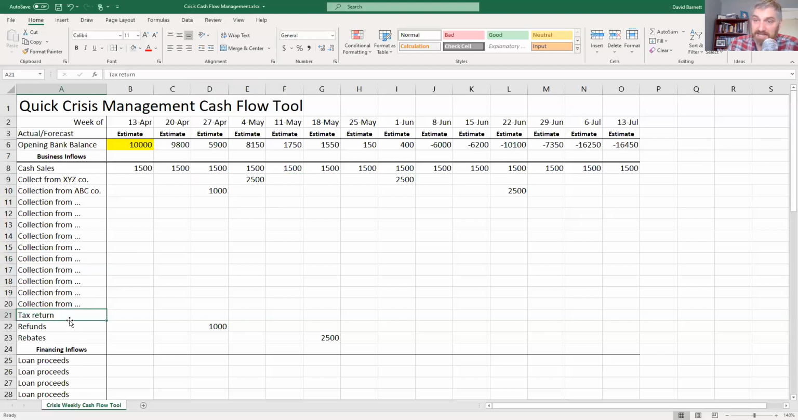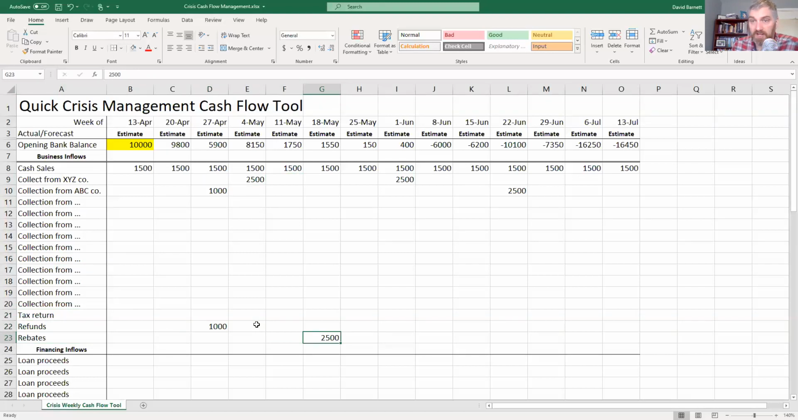Maybe you're going to get some kind of tax return. Maybe there are some refunds you can get for returning something to a supplier. So I made an assumption here that there's going to be a refund of $1,000. Maybe there's a rebate you're going to get. Maybe because you bought enough dollar value of a certain product in 2019, the company's going to be sending you a rebate check. So I put that in here.